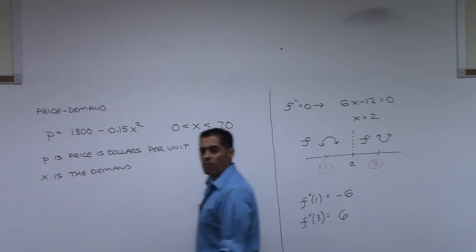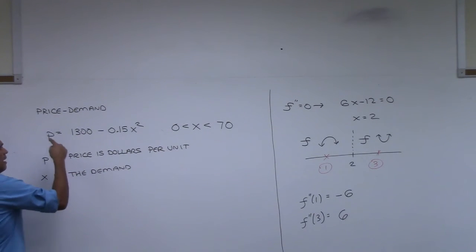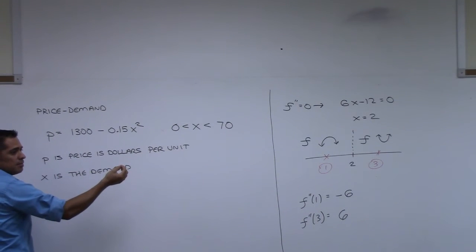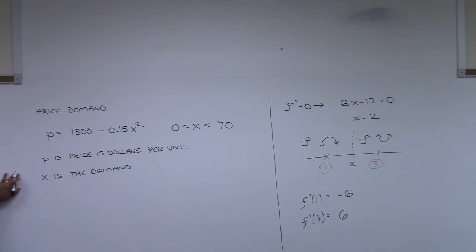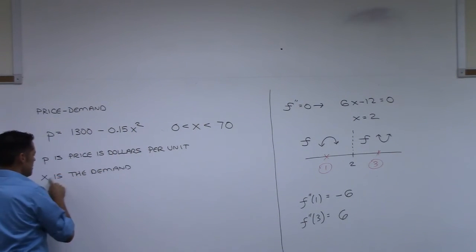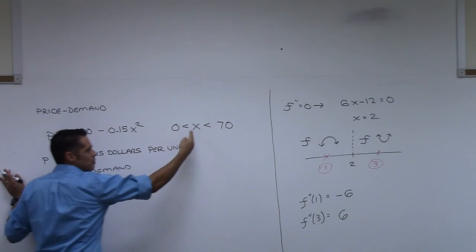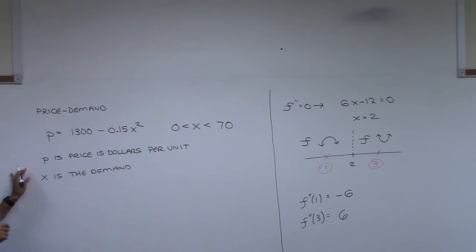So this is what we call a price-demand equation. We've looked at this in the past. This gives a relationship between what we're going to set the price for this product to be if our demand is x. So if we have no demand for this product, what's our price going to be? $1,300, right? If nobody wants our product, our price is going to be $1,300. We're going to assume that at least one person wants our product and less than 70. That's the assumption here.